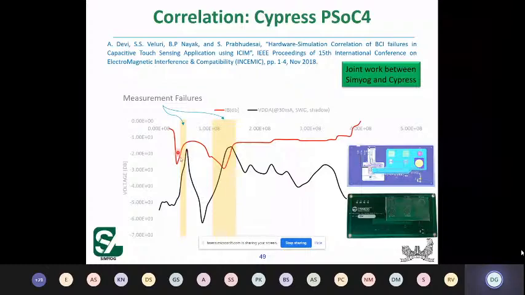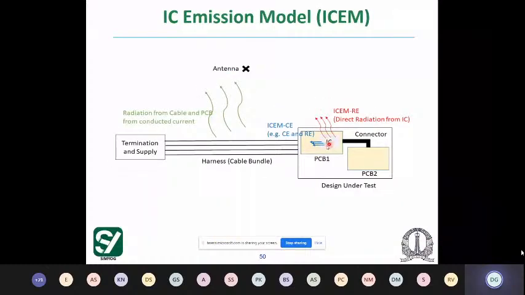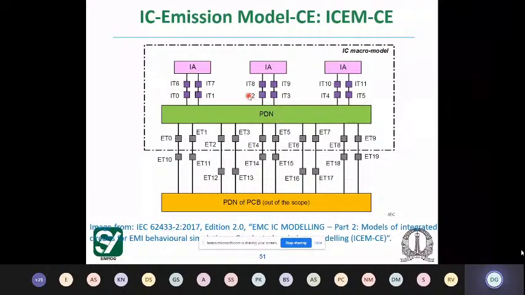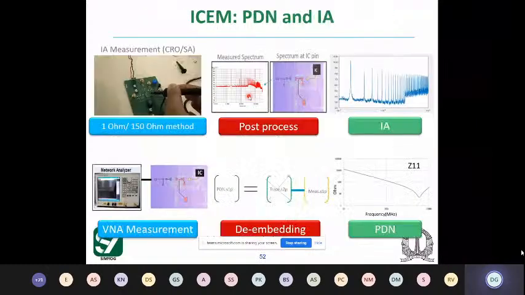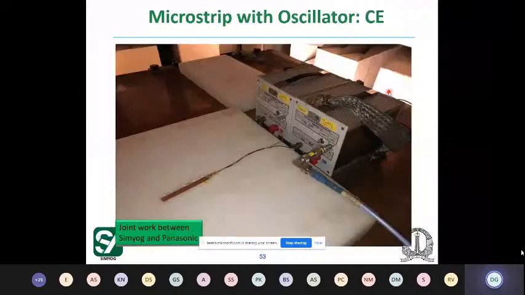Let's talk about emission, which is where the IC is working the reverse way. The IC is injecting some current into the system, and that current, when it travels through the harness and all that, is emitting to the antenna. So the model itself comprises the switching frequency or the switching points of the IC, which we talked about. We are able to do quite a bit of correlation.